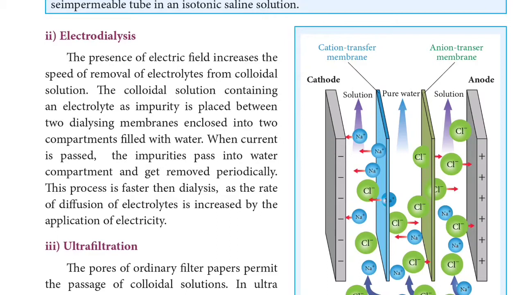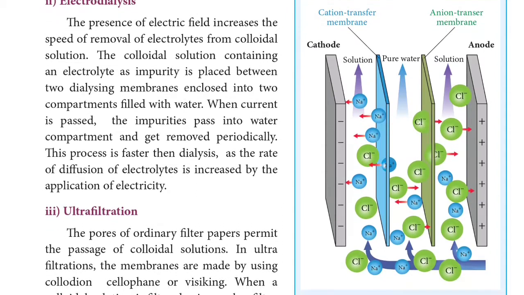The colloidal solution containing electrolyte impurities is placed between two dialysis membranes, enclosed in two compartments full of water. When current is passed, the impurities pass into the water in the compartments and get removed periodically. So this process is faster than dialysis, as the rate of diffusion of electrolyte increases with the help of electricity.